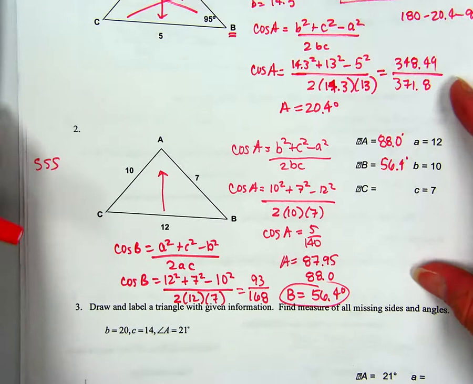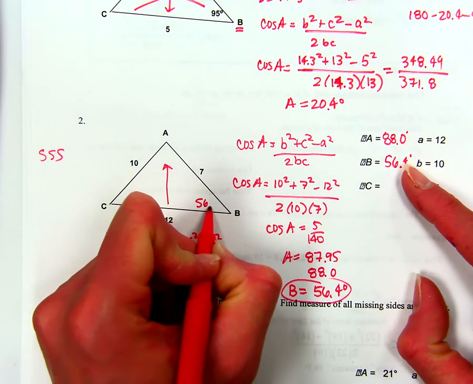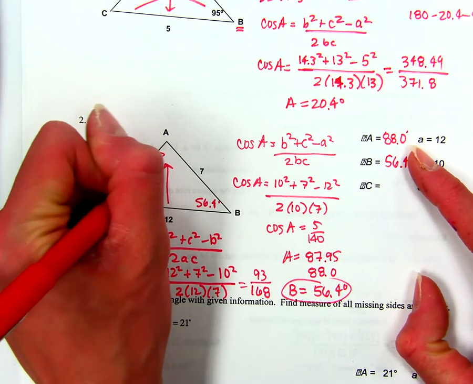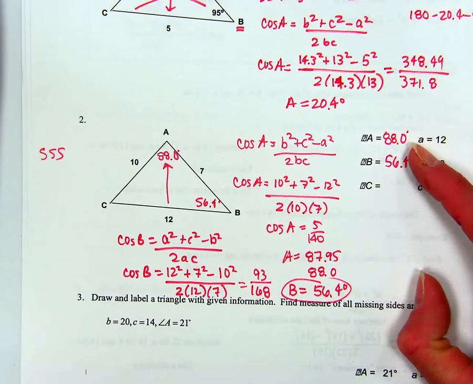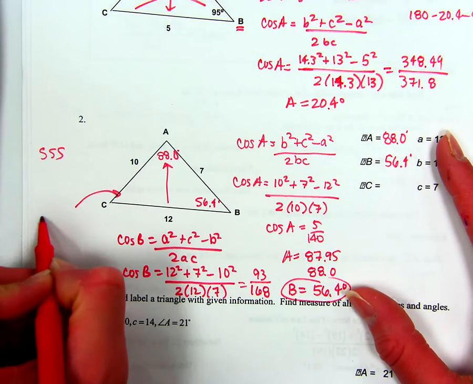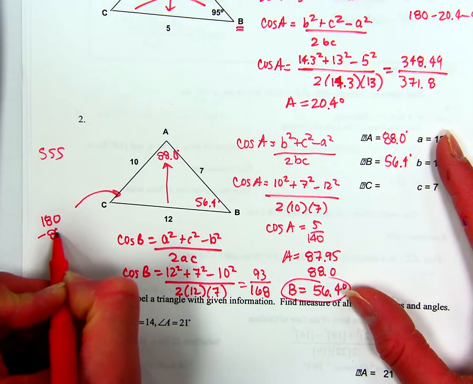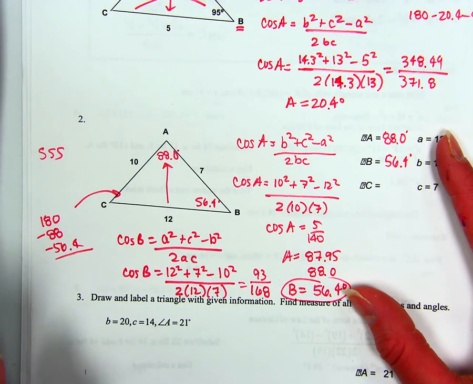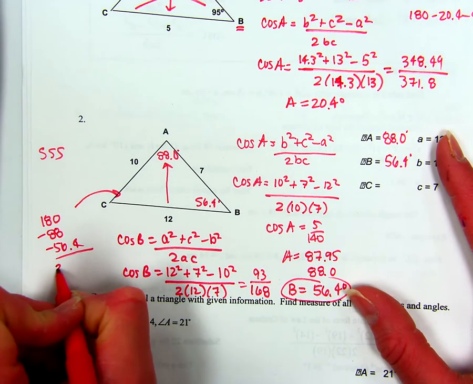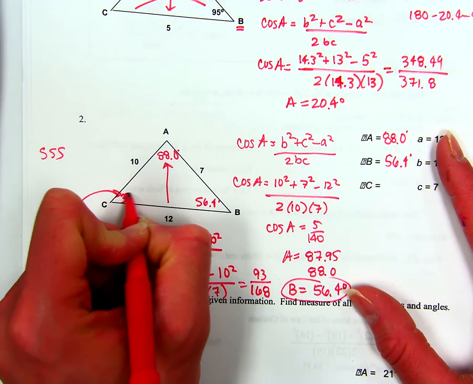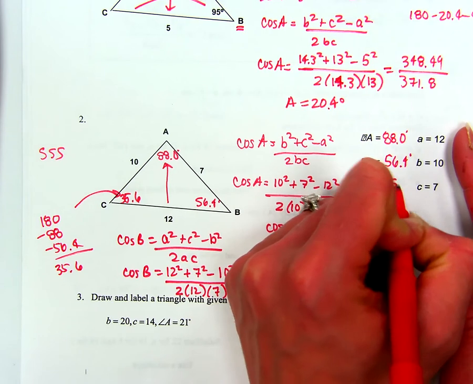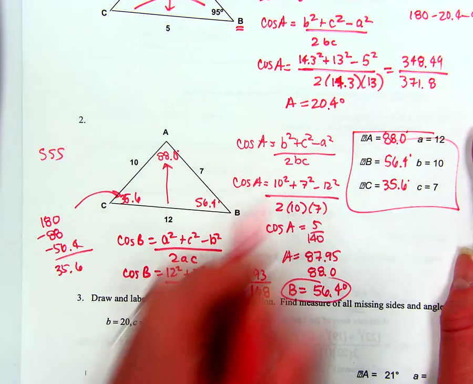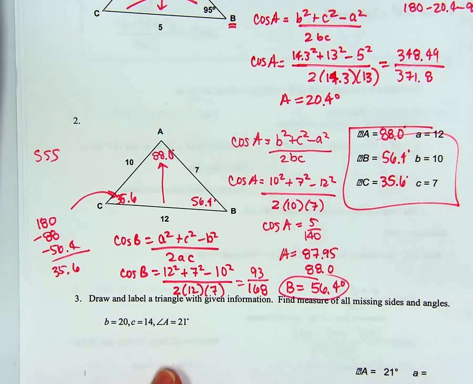Notice now I've got two of my angles. So how do I find the missing third angle? Just subtract from 180. 180 minus 88 minus 56.4 gives me 35.6. So now I have all of my sides, all of my angles labeled, and I'm all done.